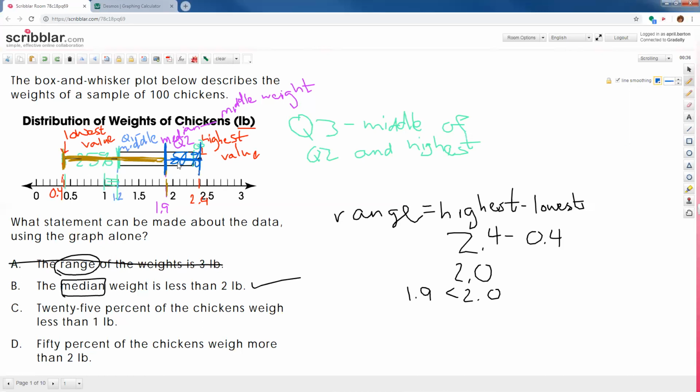So more of the data was grouped higher. 50% of the numbers fit in this tiny space between quartile 2 and the highest, versus 50% fitting between the lowest and the middle. But it said weigh more than 2 pounds. There's just a little piece of it that's less than 2 pounds. So if there had been a bar in the middle right at 2, that statement could have worked, but since it was a little below 2, that statement doesn't work. Each quartile gives you 25% more of the data.